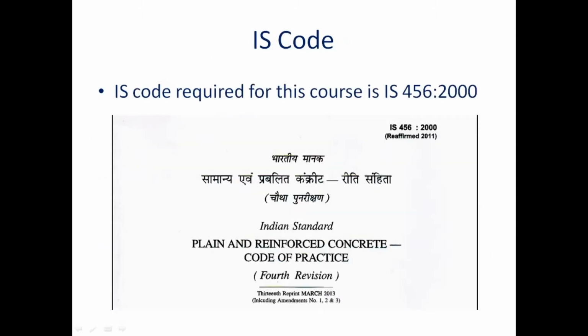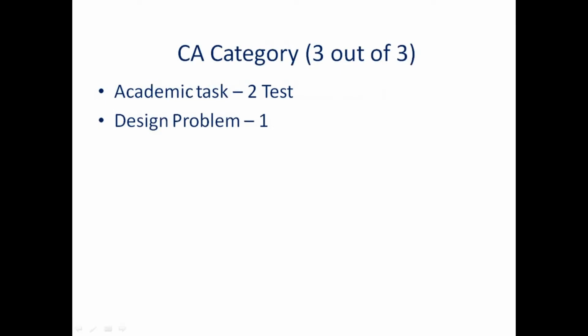There is an IS code which will help us to provide different codal provisions, with the reference of which we will be able to design different structural members. The IS code which we will use in this course is IS 456-2000. CA category of this course is going to be 3 out of 3, which means all the 3 components are compulsory, out of which 2 components are going to be academic task tests and 1 component will be a design problem. So this was the basic detail of this course.